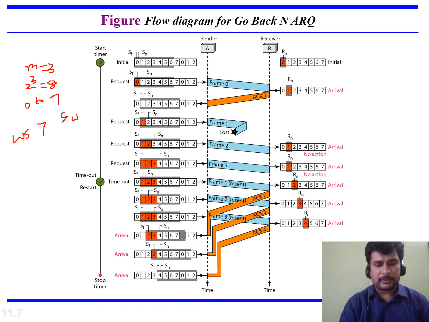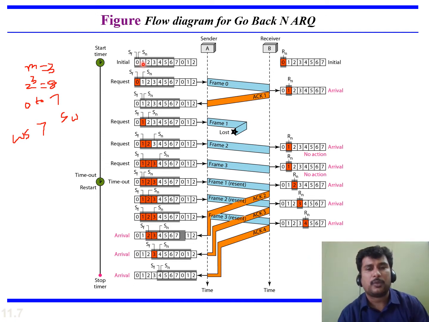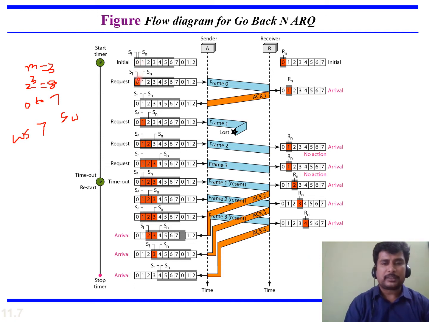Initially we would like to send frame 0. So SF is 0 and the next frame which we would like to send is frame number 1. Once frame 0 has been sent, it is yet to be acknowledged, and SN equal to 1 indicates the frame that needs to be sent next. The receiver initially is expecting frame 0, and once it receives frame 0, it sends an acknowledgement 1, indicating it has received frame 0 and is now expecting a frame with sequence number 1.